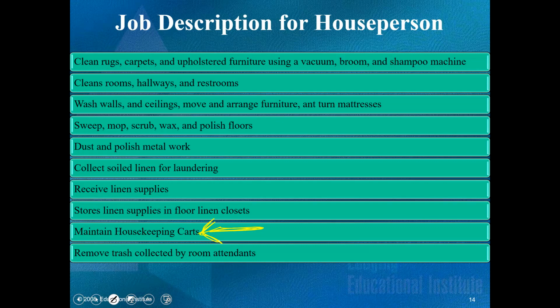The other thing too is that housemen can really help with removing trash and all the linen. So they can really help with that process. Sometimes the house person will actually go in and strip all the beds for the housekeepers, especially if it's a heavy turnover day.